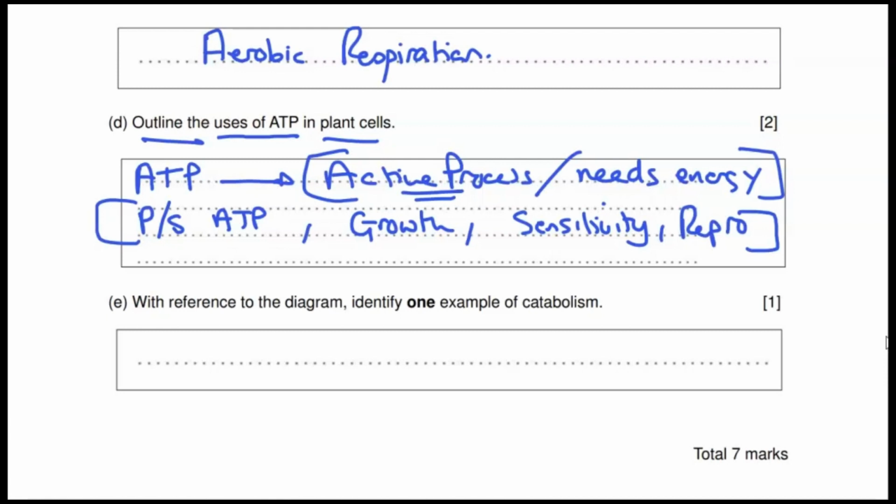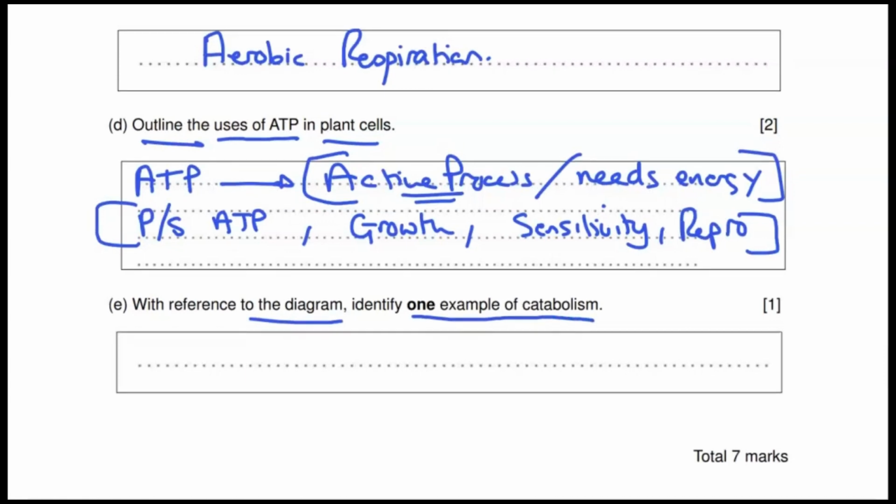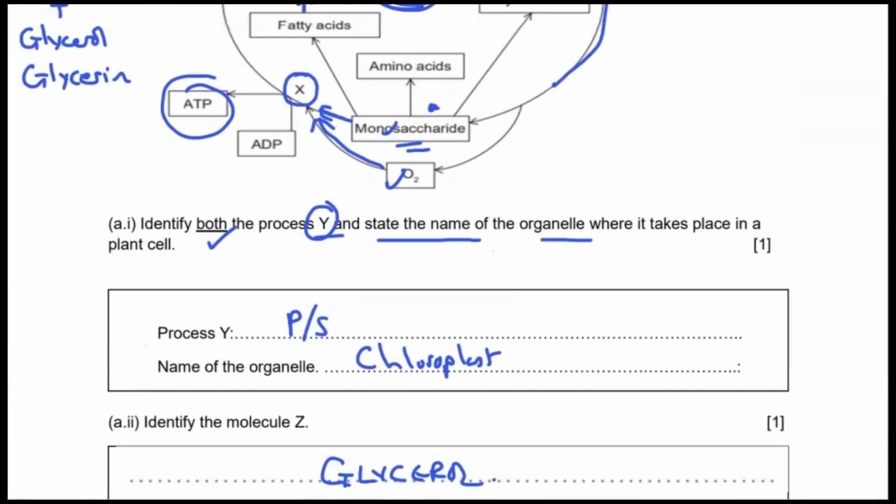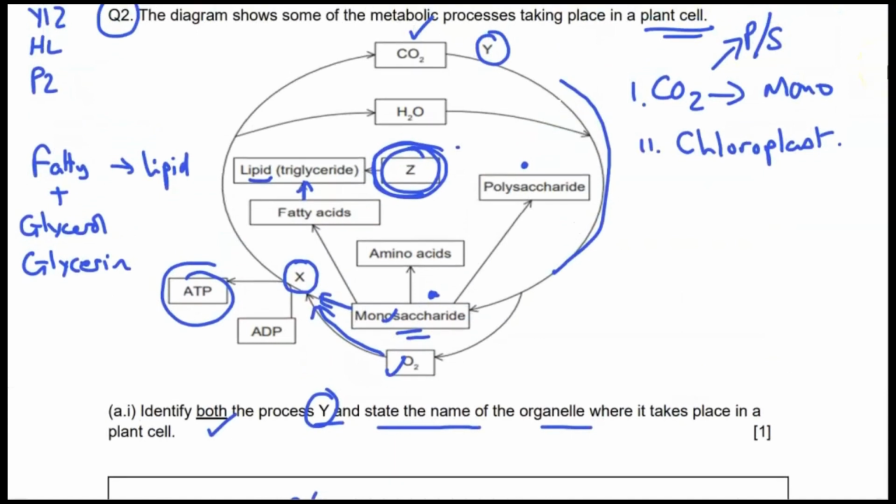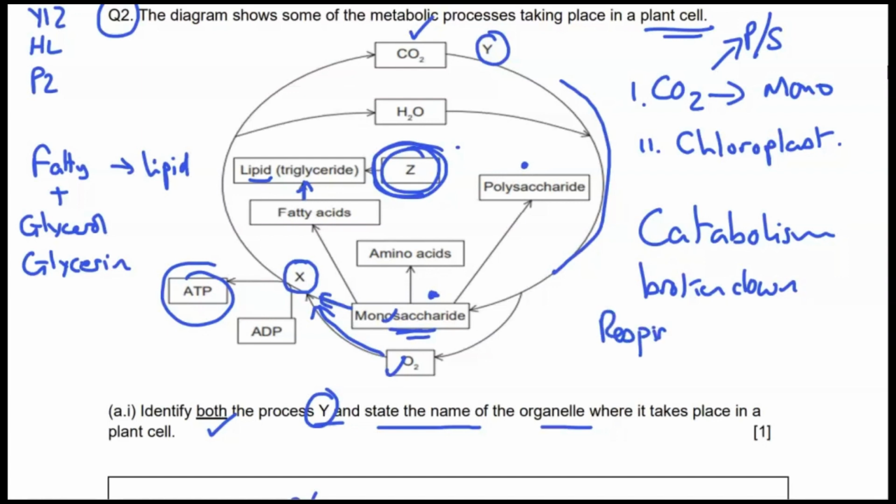And then it says, with reference to the diagram, identify one example of catabolism. So if I briefly scroll back just to finish this question, we look at the diagram. So catabolism is when things are broken down. And we've already discussed one of those, which is the breakdown of the monosaccharides in order to generate ATP, so that could be respiration. So that's going to be a pretty good example of a catabolic reaction.